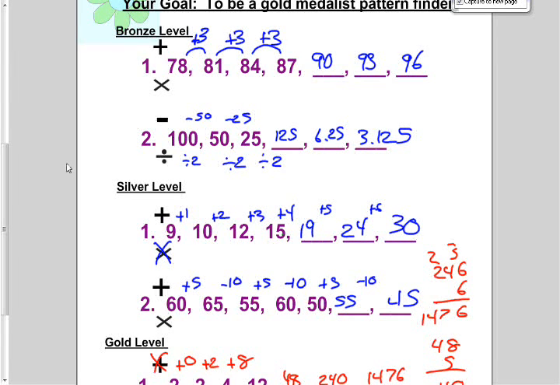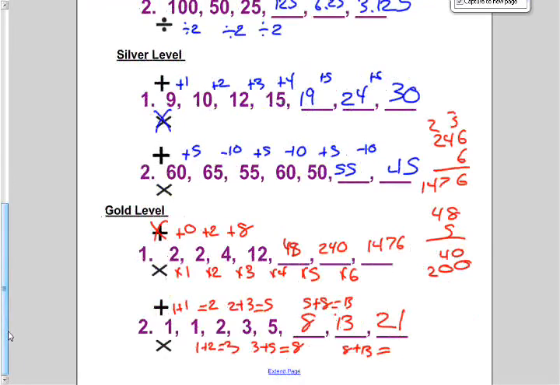All right, let's go ahead and take a look at the answers. This first sequence, our pattern is adding 3, so 90, 93, 96. Our second one, you can see that subtraction didn't work, so it's divided by 2. And you can use a calculator. You get 12.5, 6.25, and 3.125. All right, getting a little bit more challenging.